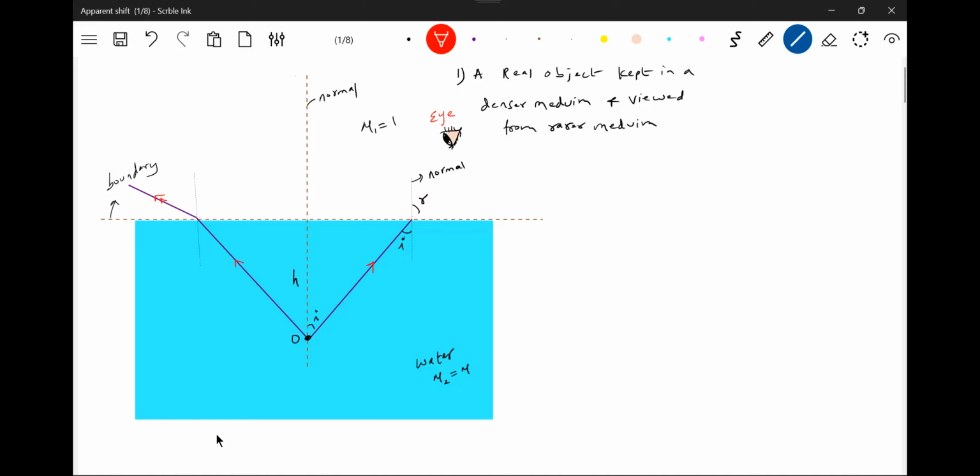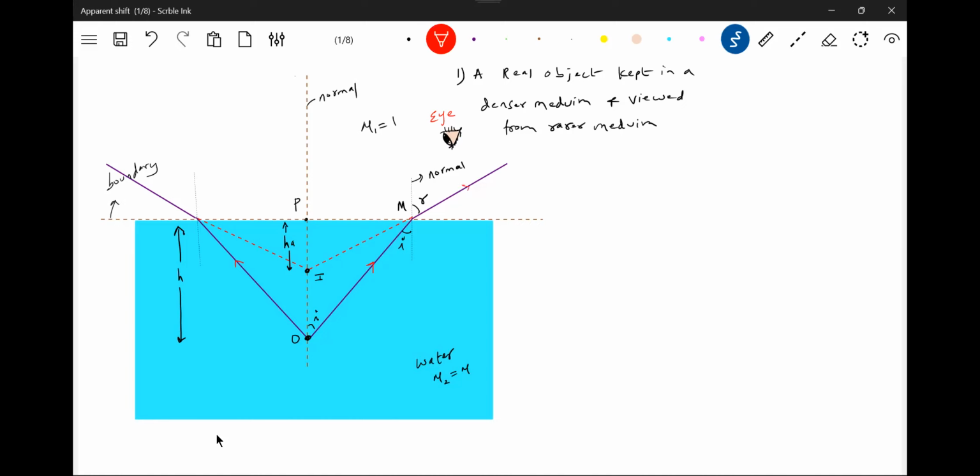It has bent more, no? Let me bend it very less. Okay, now here, if I produce it back, it will meet at this particular point. This will be the image I. This is the real depth, and this is the apparent depth. Let me take this as P and this as N.